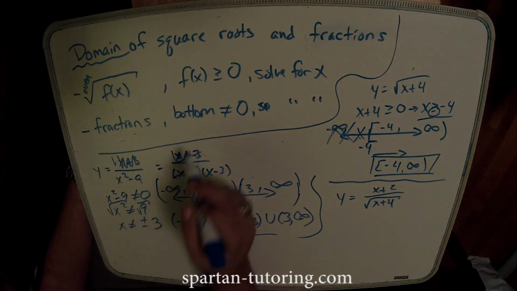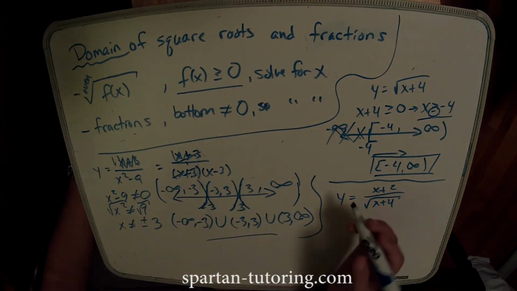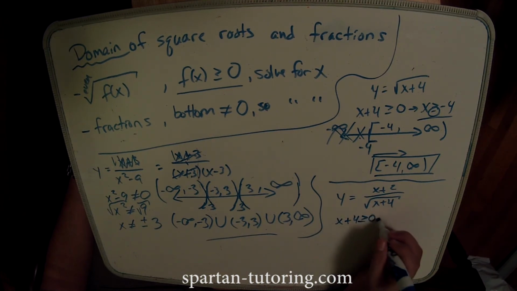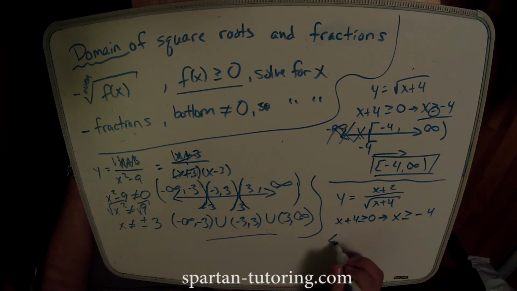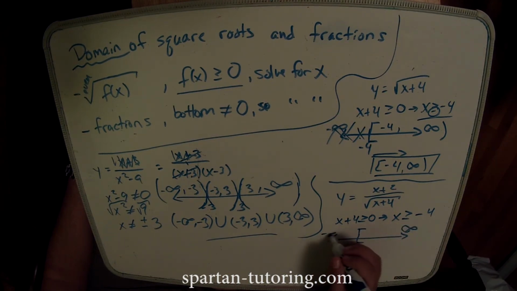And even roots tell us we're going to set the inside greater than or equal to 0, just like we did previously. So we have x plus 4 greater than or equal to 0. X is greater than or equal to negative 4. Just like last time, we have our number line, negative 4, and because it's greater than or equal to, I have a bracket, then infinity. Negative infinity, all this is gone.